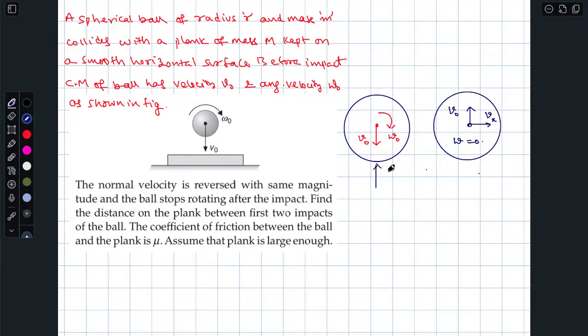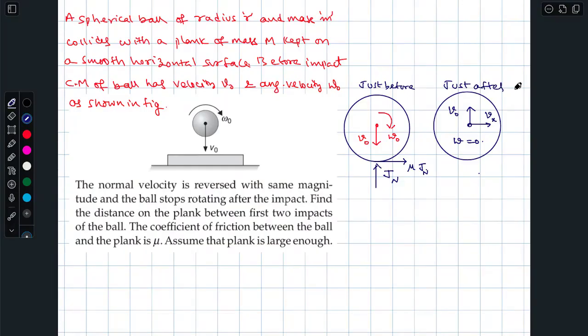This is some normal impulse, J normal. During the same time, this will experience mu Jn, friction impulse, not friction force, friction impulse. Because of which, immediately after, just before collision, that is the picture. Please give me clarity, have you understood this?